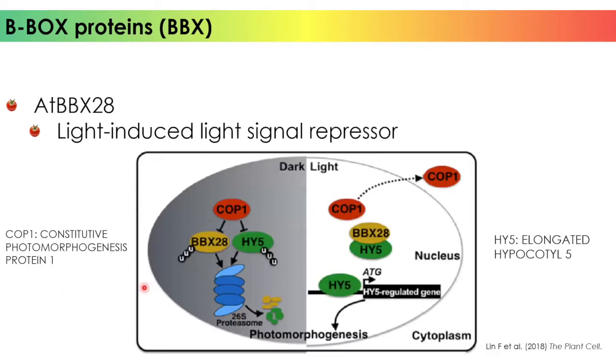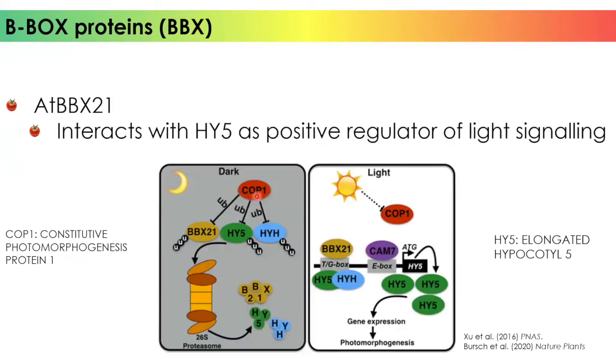As a few examples, I can pinpoint BBX28, that is degraded in darkness by the action of COP1, but in light it interacts with ELONGATED HYPOCOTYL 5, HY5, and does not allow HY5 to bind in the promoter of photomorphogenesis related genes. So it attenuates the transcriptional promotion of HY5. On the other hand, we also have BBX21 as an example of a positive regulator of light signaling that not only increases HY5 expression, but it was recently described that it interacts with HY5 to promote the expression of photomorphogenic related genes.